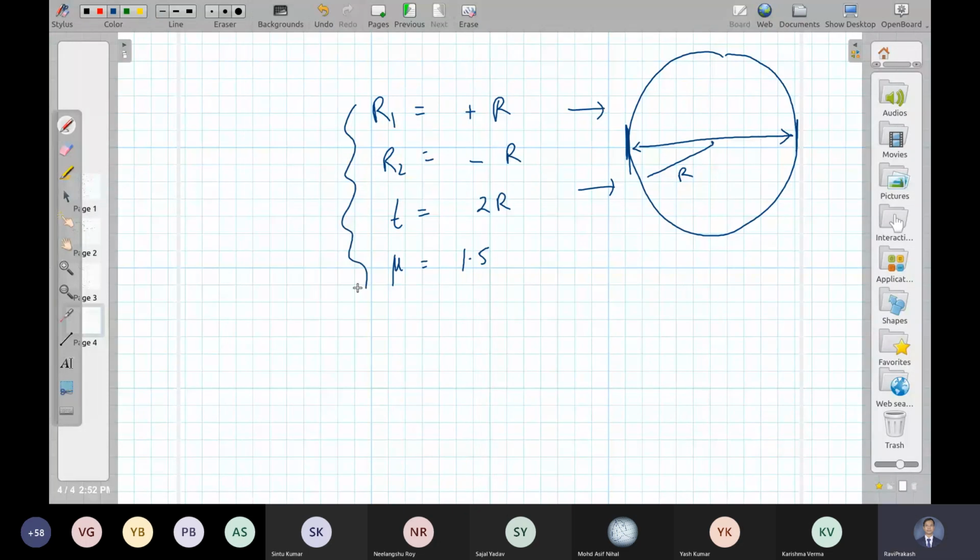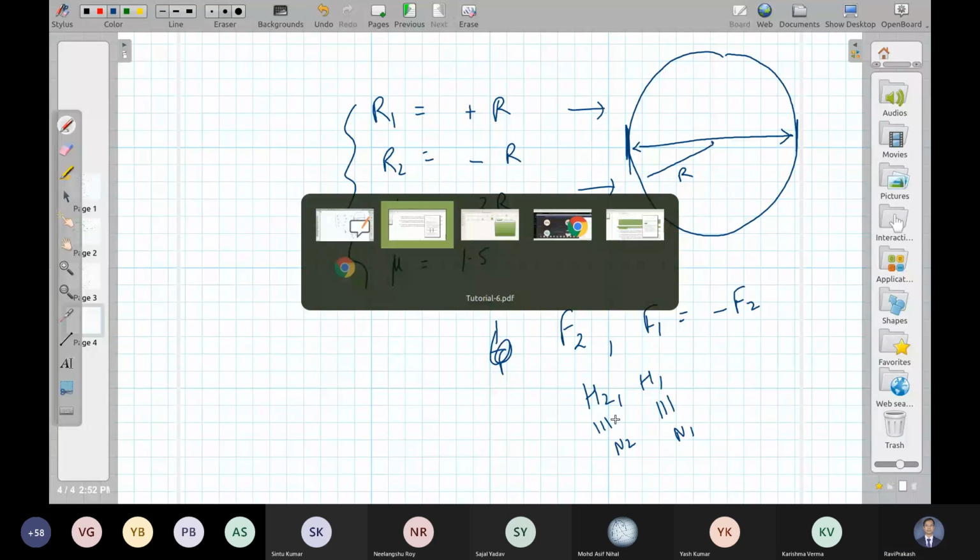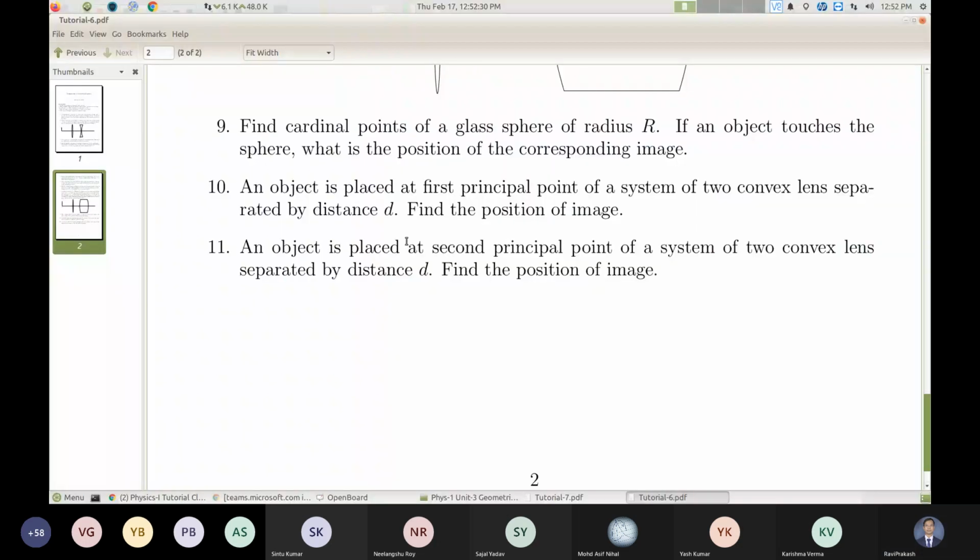Okay. So once you have these parameters, apply the formula of thick lens. You will get some numbers. क्या number मिलेंगे आपको? Focal length. First focal length is obviously negative of second. H2, H1, or N1, N2 same as H1, H2. पूछा क्या गया इस प्रॉब्लम में? An object is placed at first focal point. Sorry, problem number 9. If an object touches the sphere, what is the corresponding image?